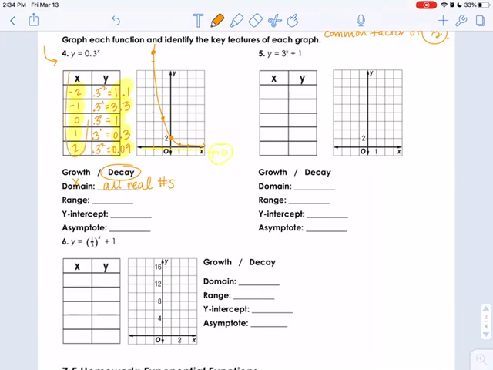Any x value is possible. We can plug in any number we want for x, and it'll be fine. But the range, the y values, that's not the case. If we look up and up and up, this will keep going up forever, but as we go down, it's leveling off right here, and it's never going to touch that line y equals 0. So the range has to be, y has to be bigger than 0. It's not going to drop below this line here.